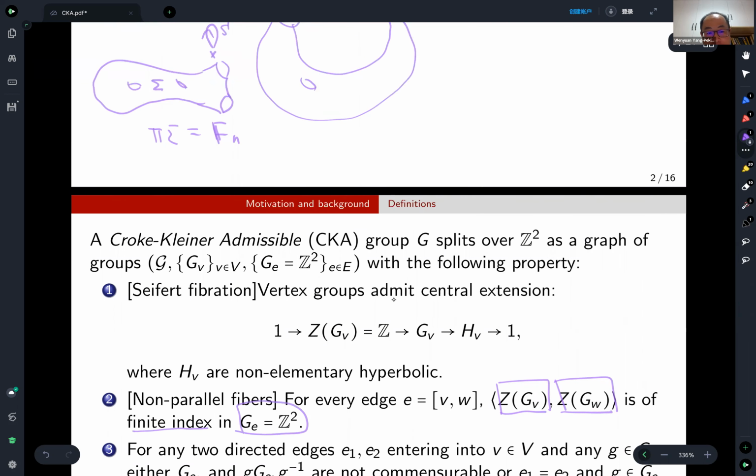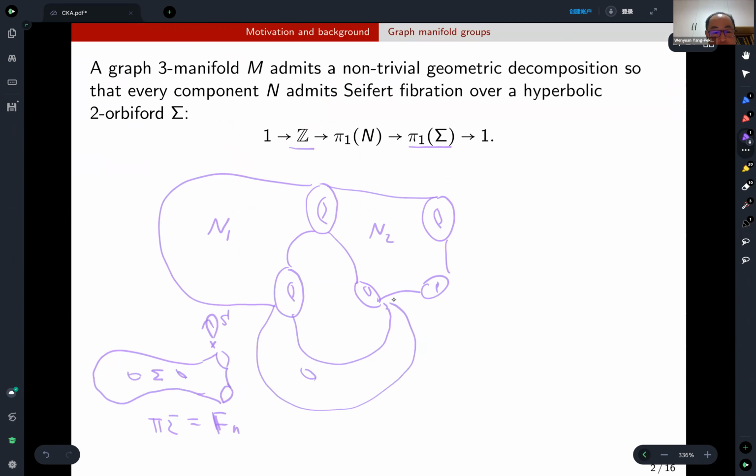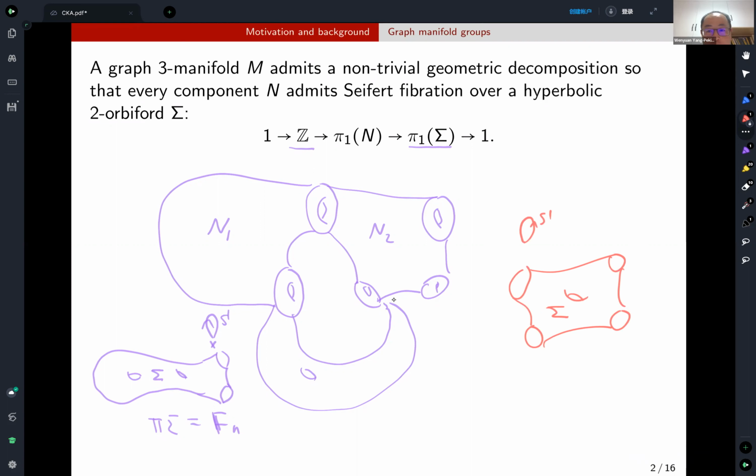These centers, as I said, represent the fibers. So here, maybe I take another, I draw the picture here. This is for another Seifert manifold. Maybe we have 4 boundary components on the base surface, and we have the S1 fiber here. Because in the geometric decomposition, I assume this is a minimal family of tori, such that we have these properties.